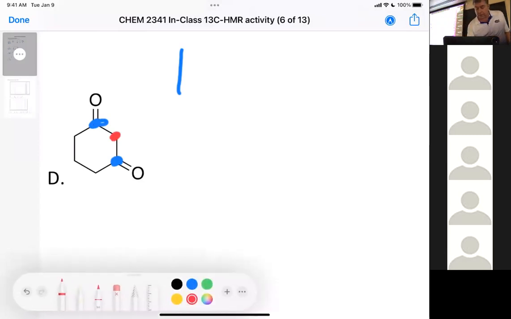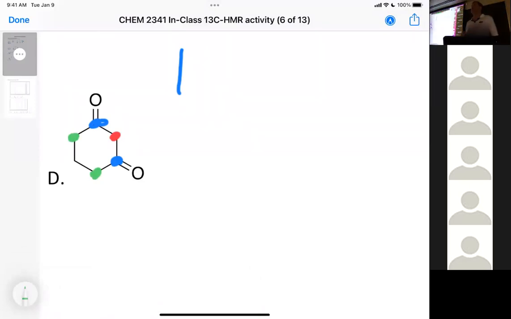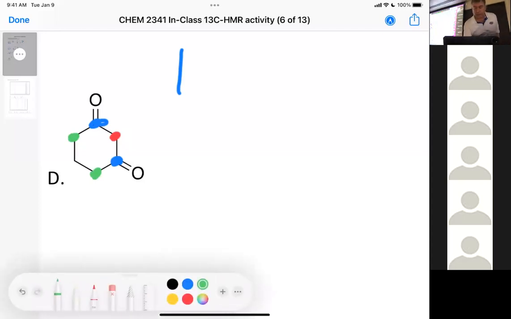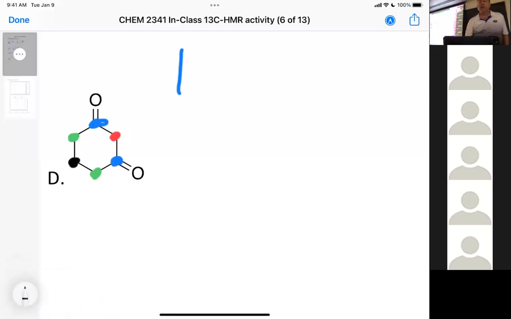Okay, now we have these 2 carbons that look pretty much alike. They're each attached to a carbonyl on one side and a CH2 on the other, which brings us our last one here. So we actually have 4 peaks. Even though there are 6 carbons in the structure, we have symmetry, and that gives us 4 peaks. So let's label these A, B, C, and D right here.